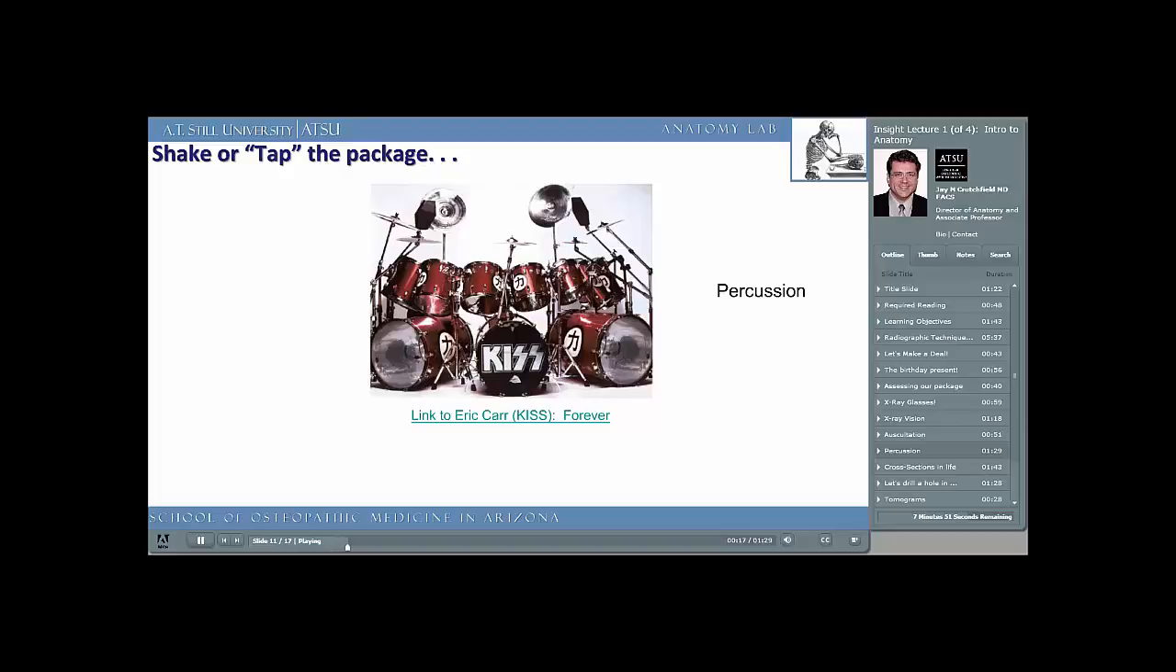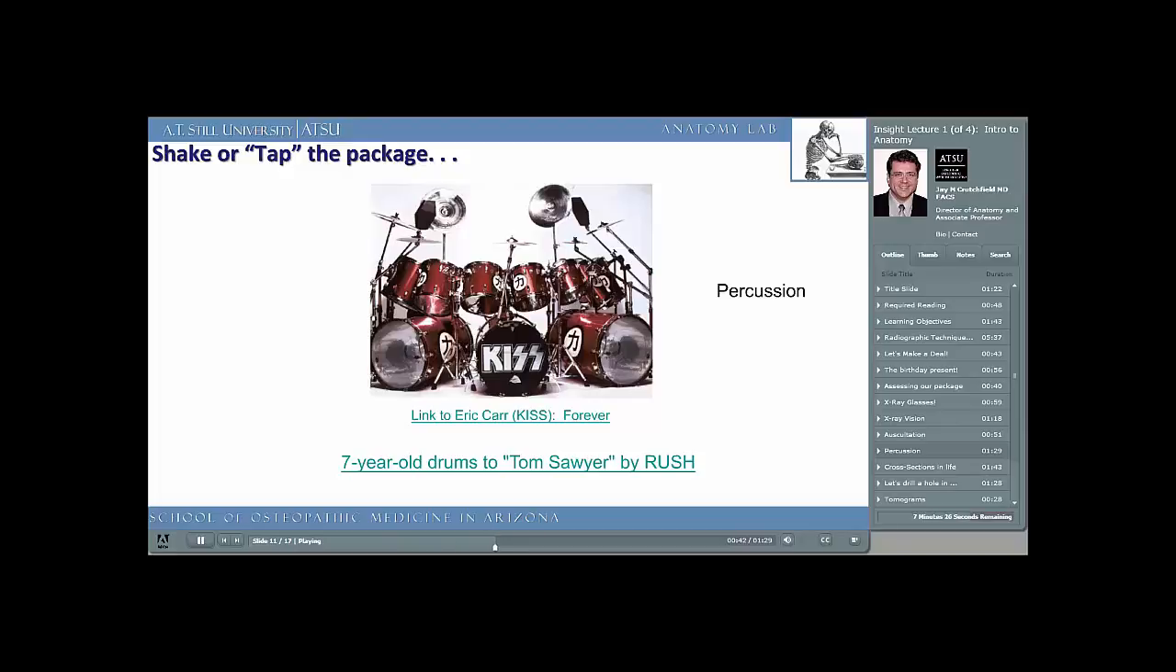I put a video clip in here of a 7-year-old drummer pounding out Tom Sawyer by Rush's Neil Peart. I put this video in here not because you're going to play the patient's abdomen like a set of bongos, but the technology is basically the same. We're tapping the abdomen and we're listening for the sounds. The character of those sounds determines what's in the package.